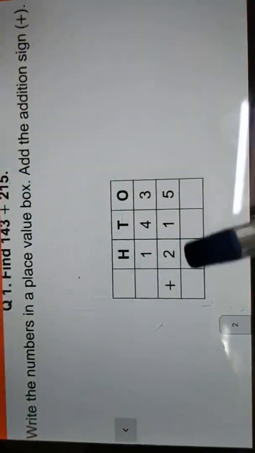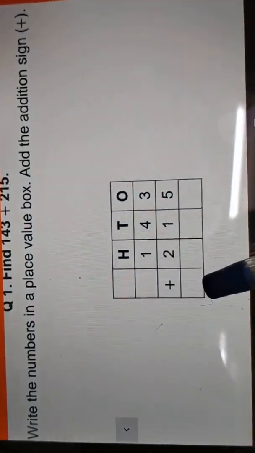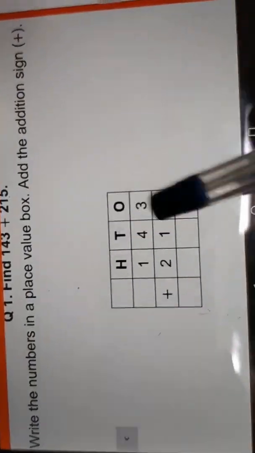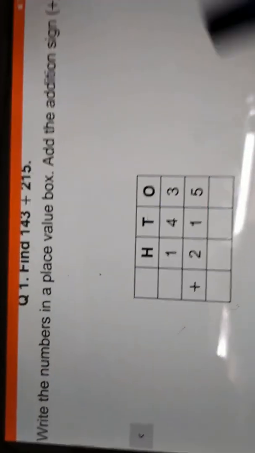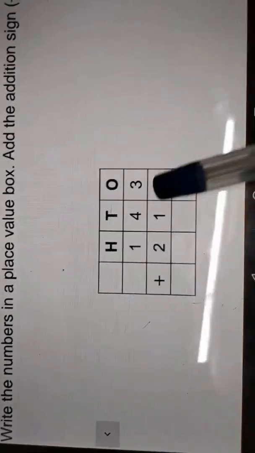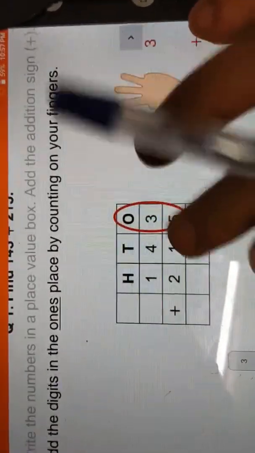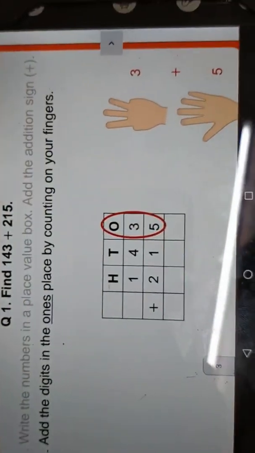When we draw the place value box, in that we have to write the sign of addition here. So this is the addition sign, and then we have to write the numbers in that particular place: 143, and then we have to write 215. Then students, add the digits in the ones place by counting on your finger.